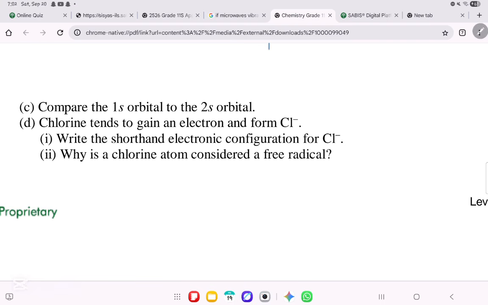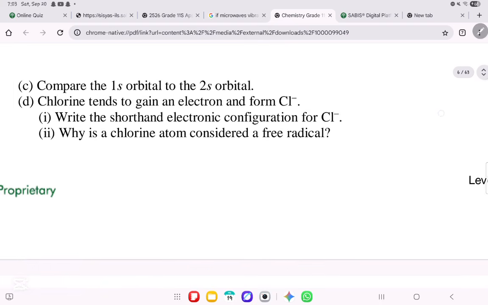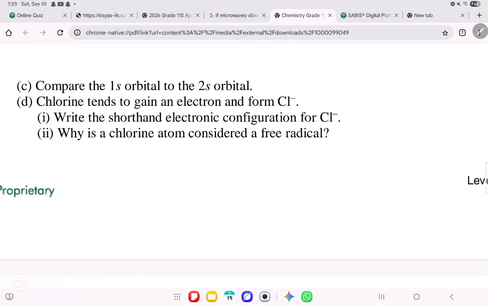Same shape, different size. As energy level increases, as n increases, size increases. Okay, chlorine tends to gain an electron and form Cl-. Write the shorthand electronic configuration of Cl-. I'm not going to waste my time on configuration. You are supposed to know how to do it. So it's neon 3s2 3p5. But they said Cl-, so it gains an electron, so 3p6.